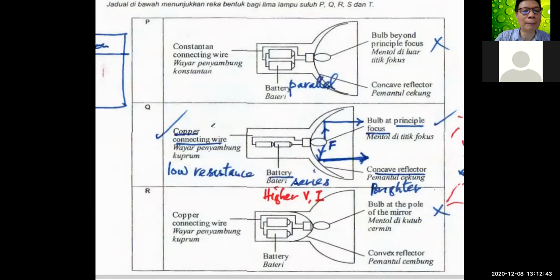Okay. Here now, copper connecting wire. They use copper wire. The reason of choosing copper wire is because it has low resistance. Low resistance means the current very easily flows. The resistance to the current is very low, so current finds it very easy to flow. That's good. Compared to constantan wire, high resistance, no good. Copper wire is the best because it has low resistance. Resistance low, current easy to flow.